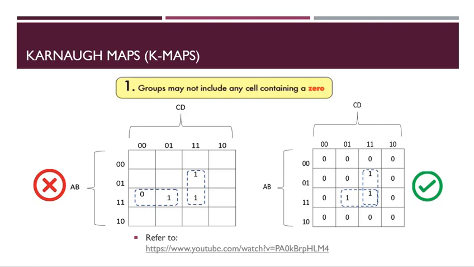The first one is the group may not include any cell containing a 0. So in the first example here, this one contains a 0. So we cannot group 1 and 0 together. This one is totally wrong. And this one is correct because it only groups 1s without including the cell containing a 0 value.